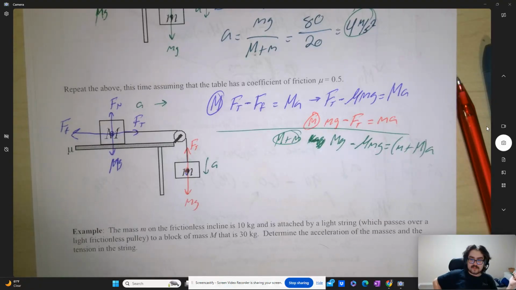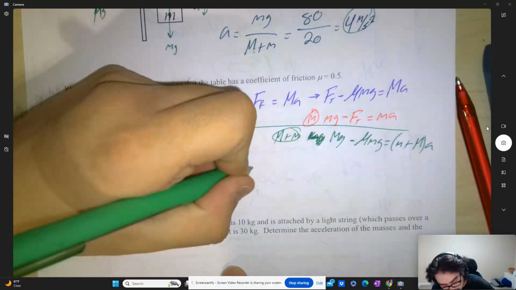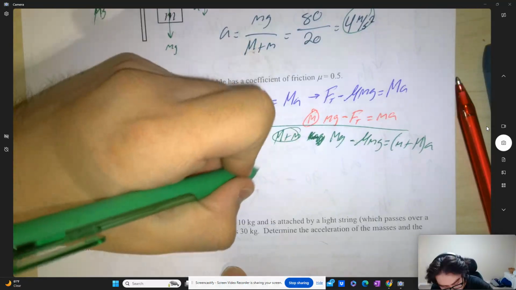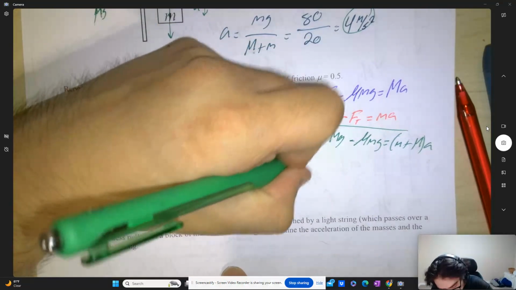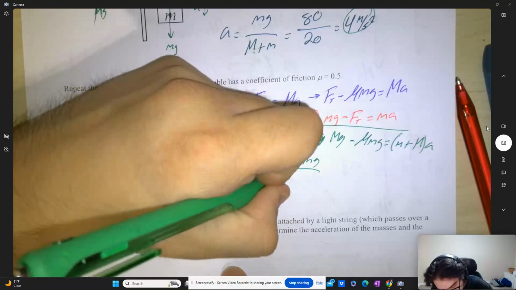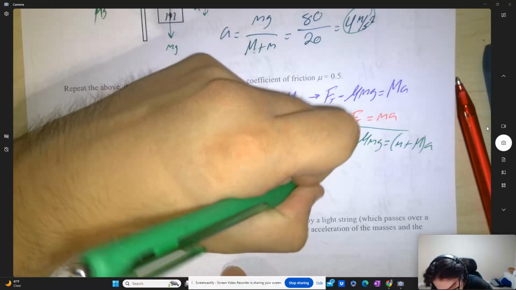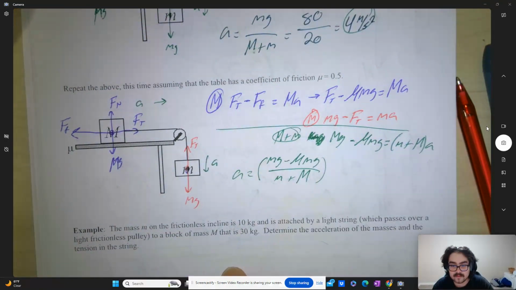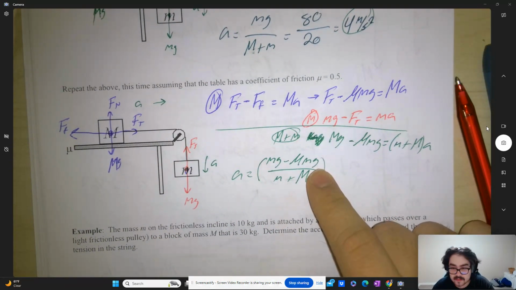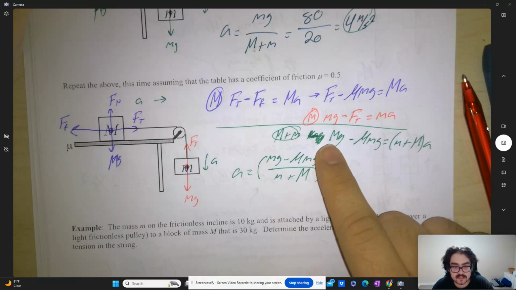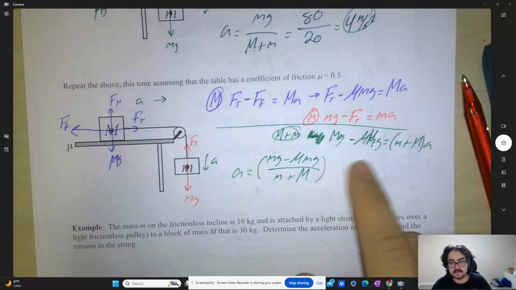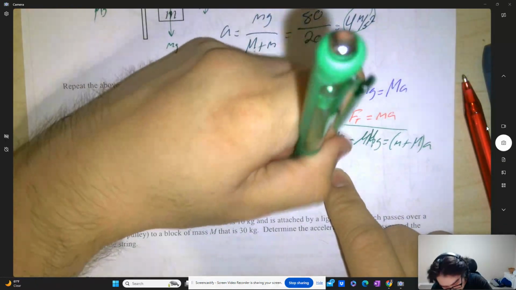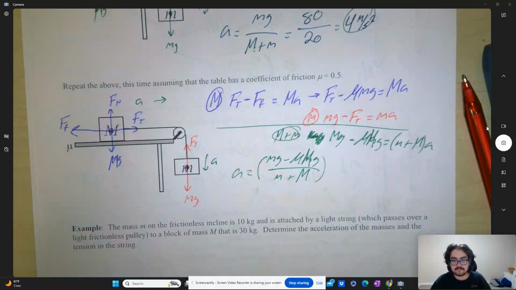So then you would solve for the acceleration, and the acceleration is going to be mg minus mu Mg over little m plus big M. What a huge mess. And I didn't even clarify the masses correctly. This is little m, this is going to be big M. That looks kind of like another mu there. What a mess.